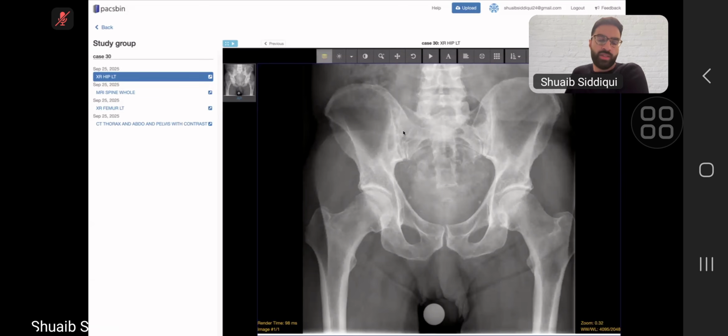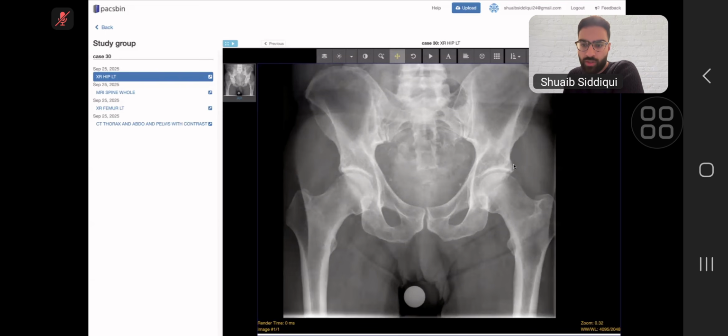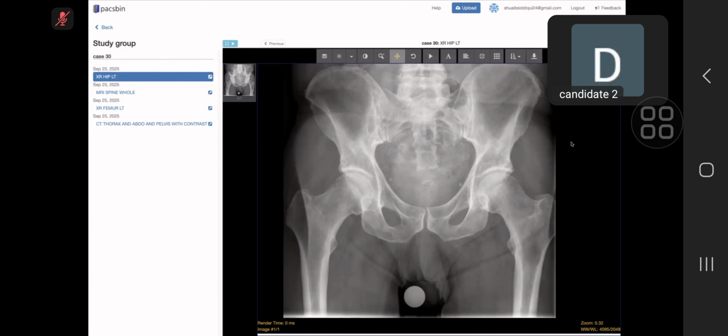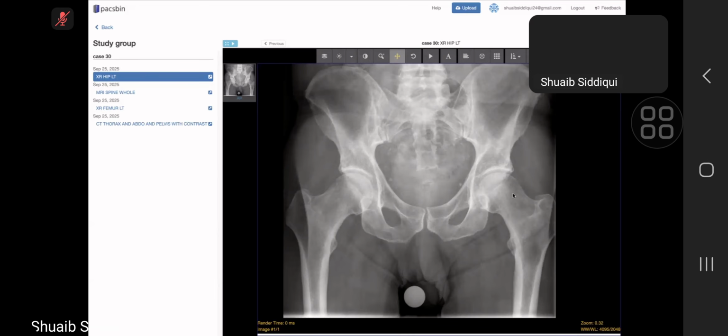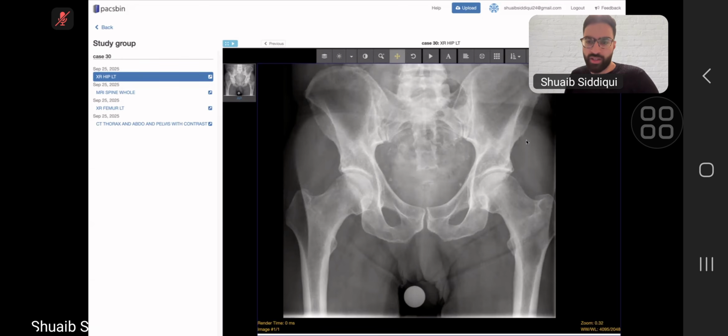So we move on to the next case. You still have control, so that's fine. But for this, you don't need to scroll, obviously. It's an AP pelvic radiograph of a patient with pelvic pain. The age is 80 years old. I don't know the exact age, but we can say it's an elderly patient.